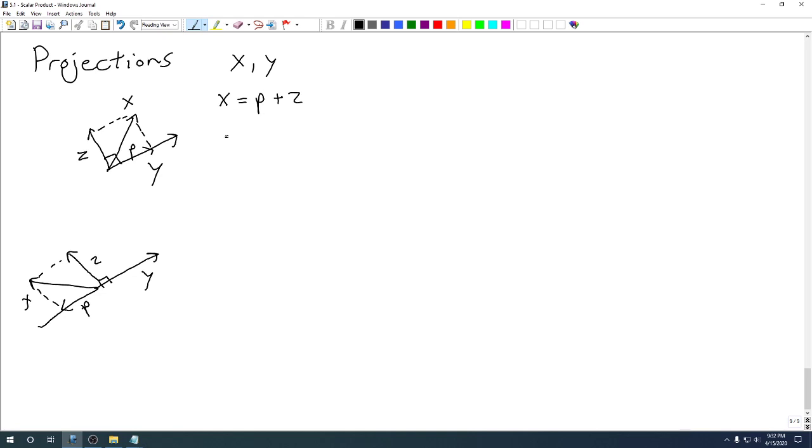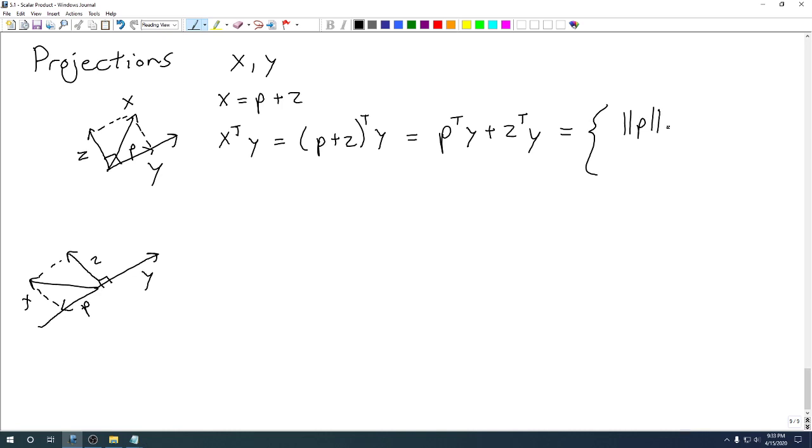How do we find out what p is? Well, let's take the inner product, or the scalar product, of x transpose y. We're going to replace x with p plus z, transpose y. But this is just p transpose y plus z transpose y. For p transpose y, remember p and y are parallel. So we'll have two cases: the product of the magnitudes of p and y, or negative the product of the magnitudes of p and y, if they're in opposite directions. But then z transpose y is 0, because z is orthogonal to y, and that's our definition.